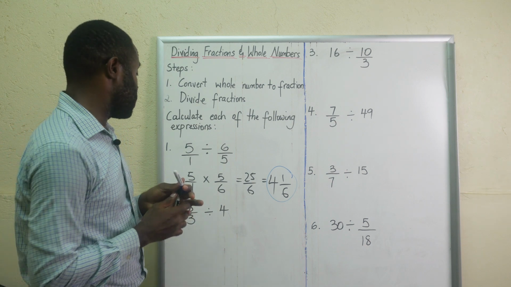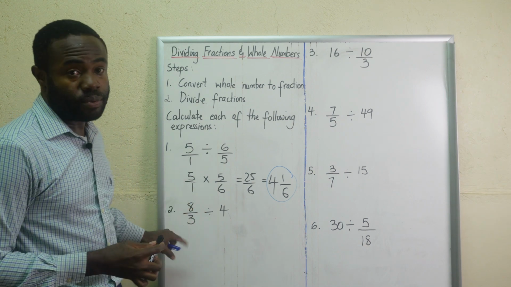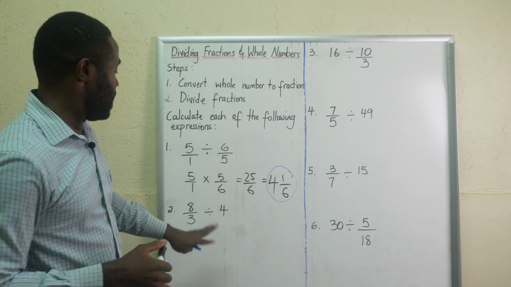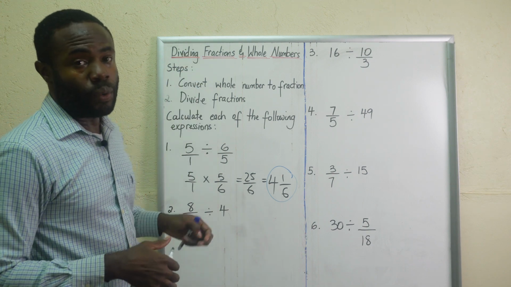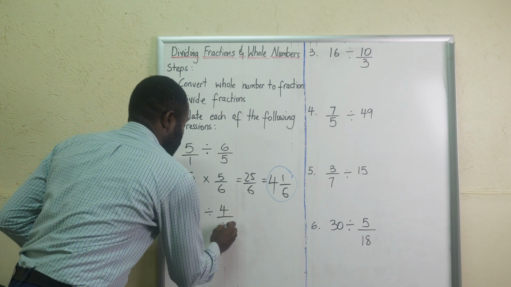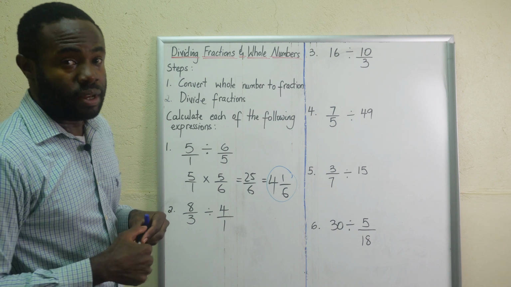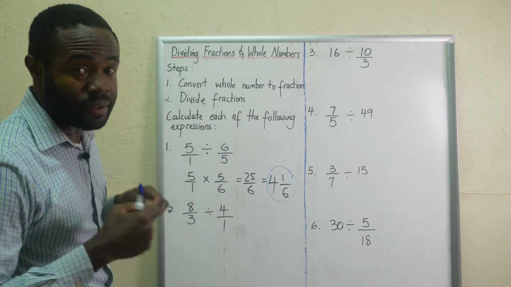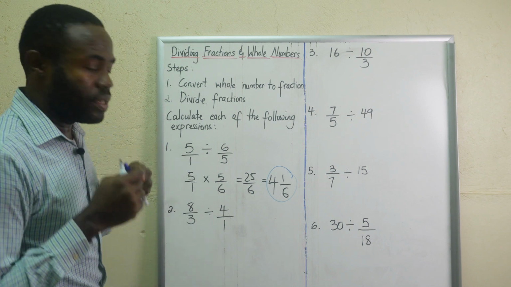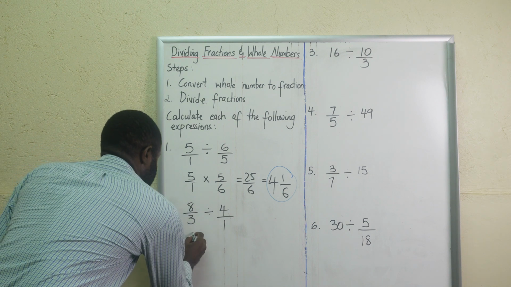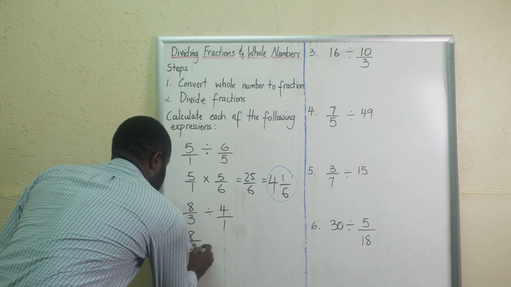Let us now focus on the second one. Here we have 8 over 3 divided by 4. Our whole number in this case is 4. So it's going to be 4 over 1. Now it's down to us to divide a fraction. Remember the steps guys in dividing fractions. Write down the steps. So you're going to write back the first fraction as is. So it's 8 over 3.